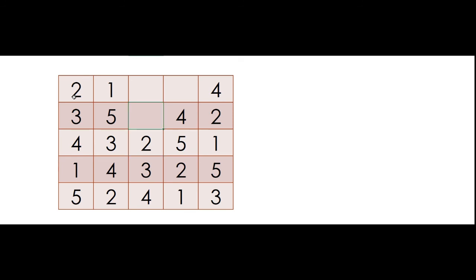What is left in this row? A 1. So very conveniently put a 1 here. Now only 2 cells are left and this is for 3 and 5. 3 is appearing below, so it has to be 5. And the only number left is 3. So let's put 3. And yippee, we have our Sudoku solved.